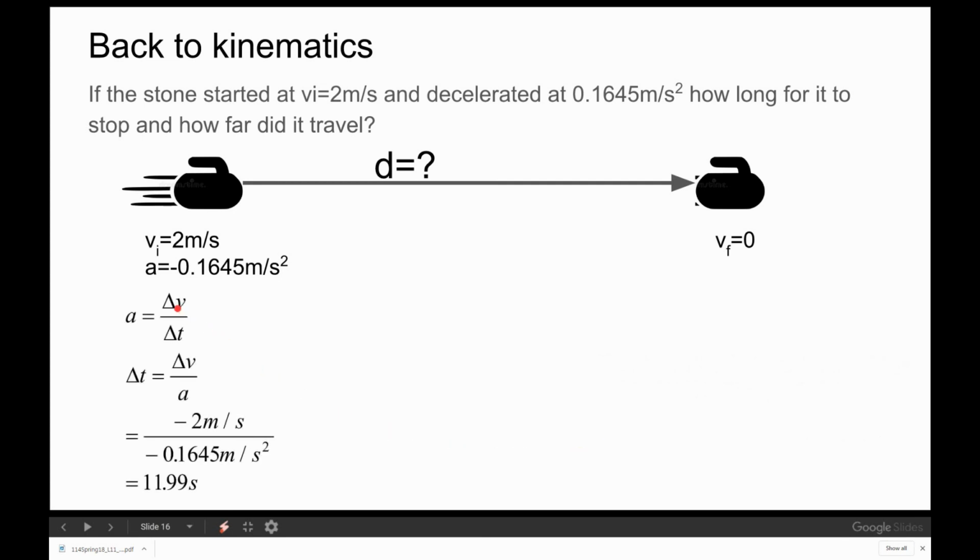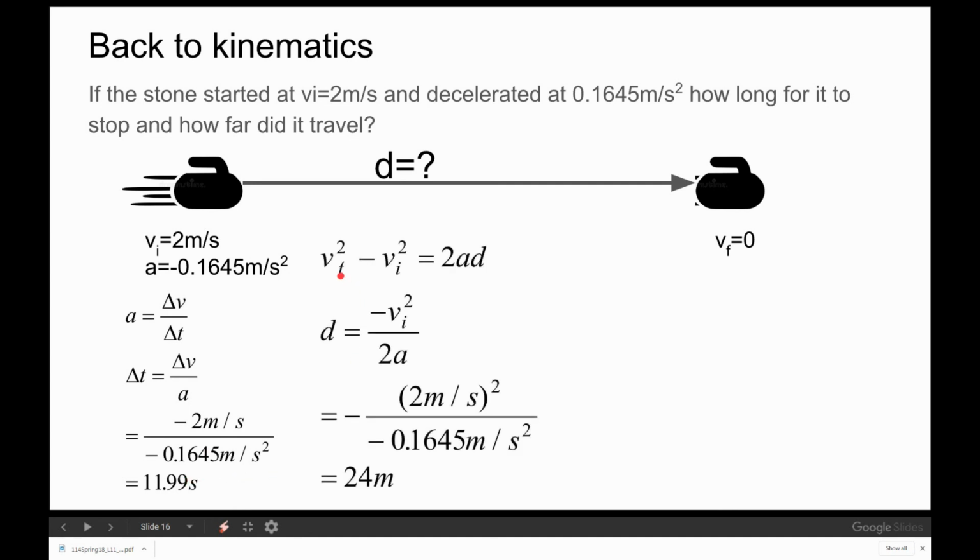We can calculate the time by using this formula because it refers to time, rearrange, put our values in, and we get about 12 seconds. For distance, the only formula that mentions distance and does not include time is this one. We rearrange, put the numbers in, and we get 24 meters. So this curling stone takes about 12 seconds and 24 meters to stop.